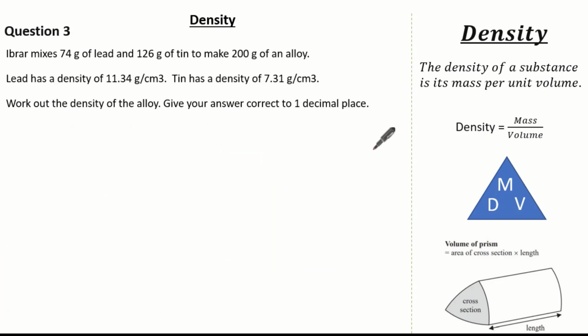So now let's have a look at another exam question. It says Ibrahim mixes 74 grams of lead and 126 grams of tin to make 200 grams of an alloy. Lead has a density of 11.34 grams per centimeters cubed, and tin has a density of 7.31 grams per centimeters cubed. We're asked to work out the density of the alloy and give our answer correct to 1 decimal place. See if you can use the relevant formulas and give it a go, and press pause if you need.